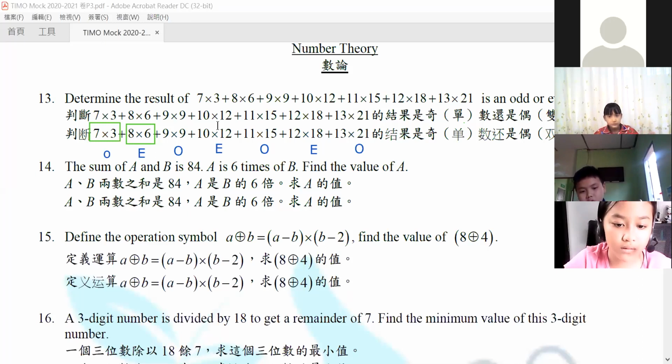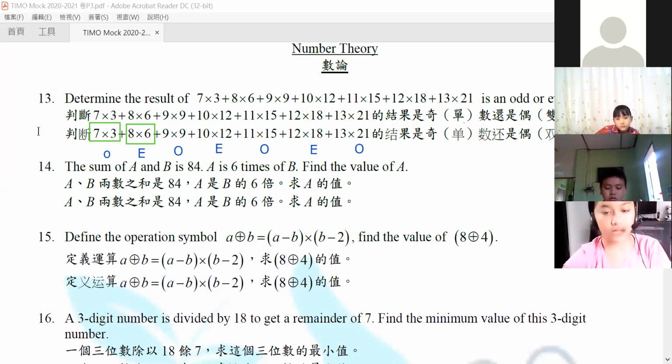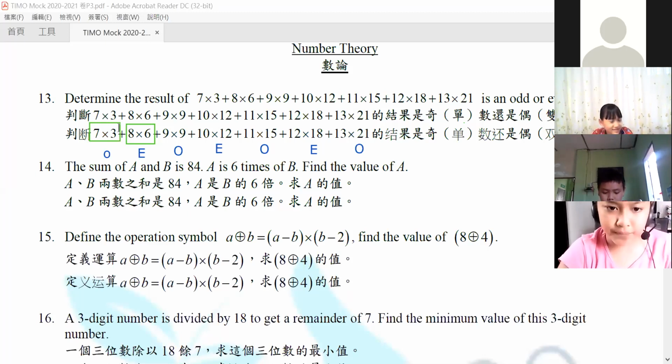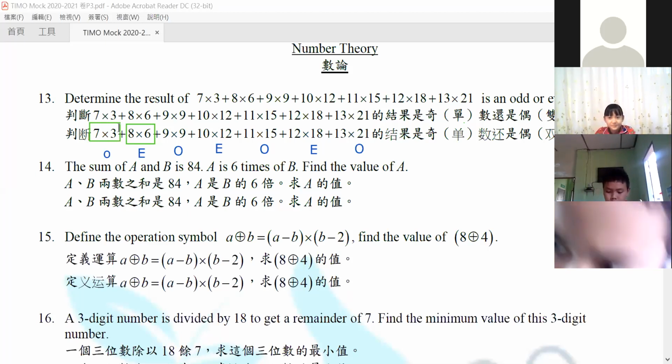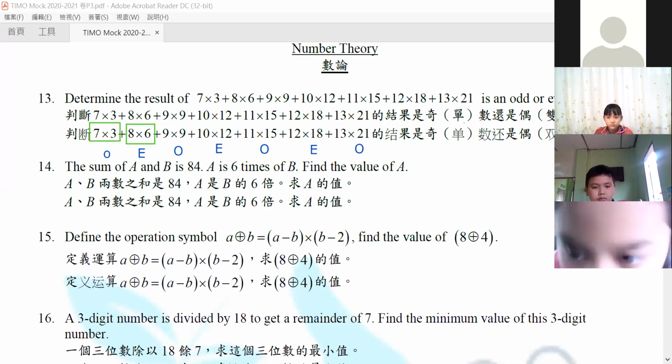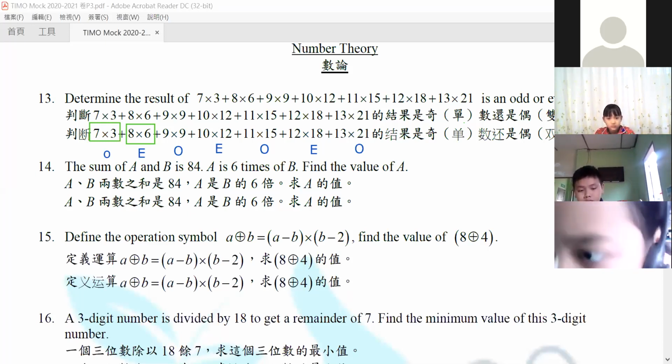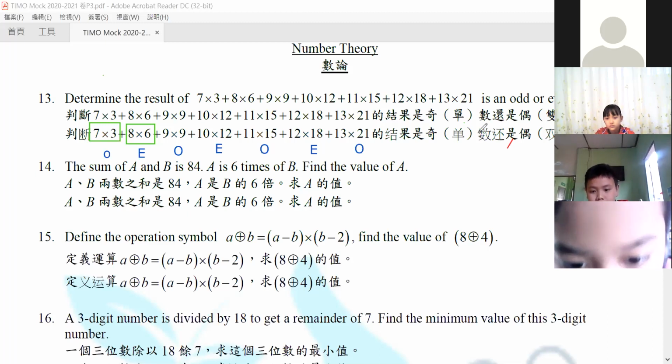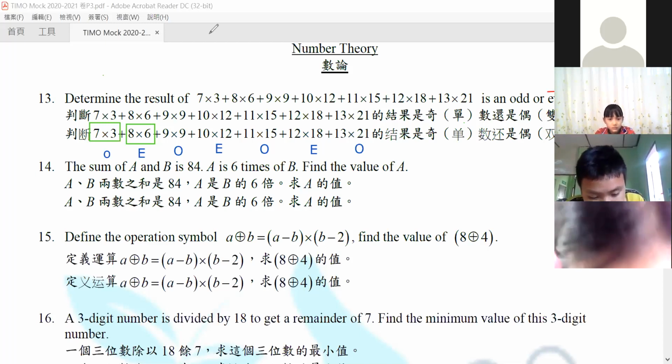The only thing we need to do is count how many odd numbers there are, because an even number, when added to anything, does not change its parity. If you add an even number to an odd number, it remains odd. If you add an even number to an even number, it remains even. So the question is whether there is an even number or odd number of odd terms. At the end of the day, the answer would be even. So our answer is the even number.